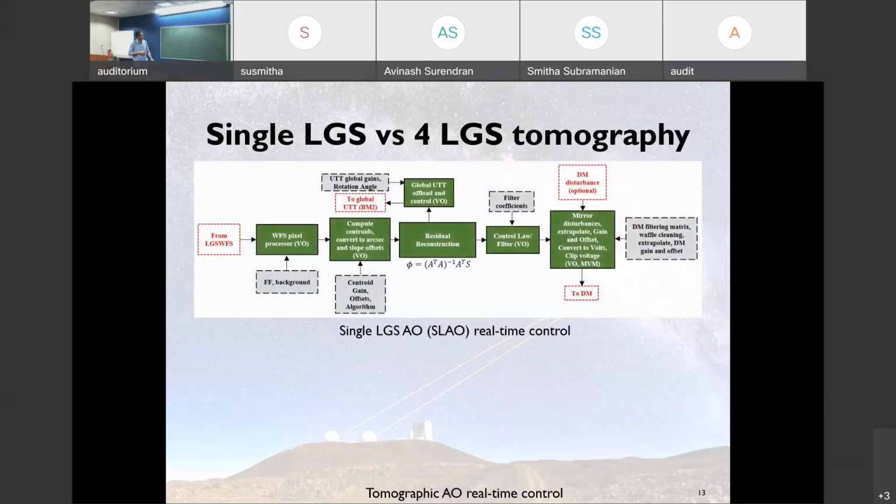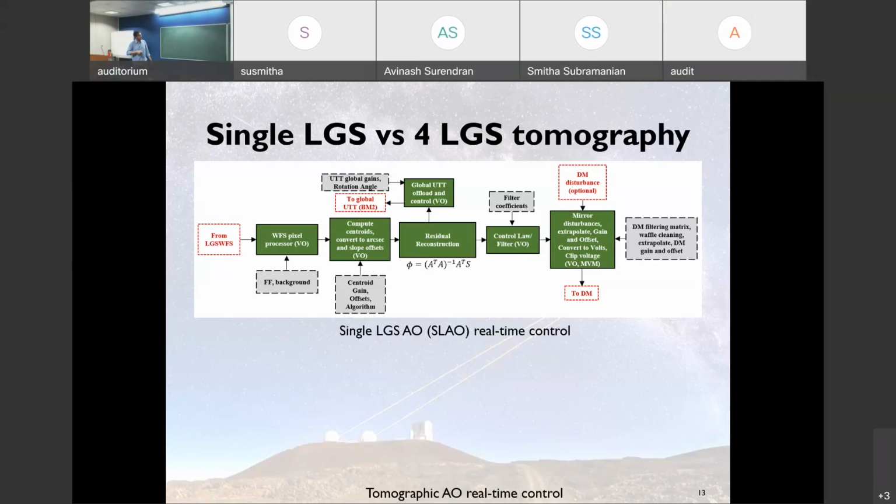So this is how a pretty vanilla AO system works. A single laser AO system works where you have a pixel processor, where you have flat fielding, background correction, all the things that you do to a camera. And then you compute the centroids, convert it into arcseconds of error, and subtract it by slope offsets. If you remember from the first slide, this is where the matrix multiplication happens, where you inject a set of slopes coming from the wavefront sensor, multiply it by this matrix, and you get a set of mirror disturbances or the mirror actuations.